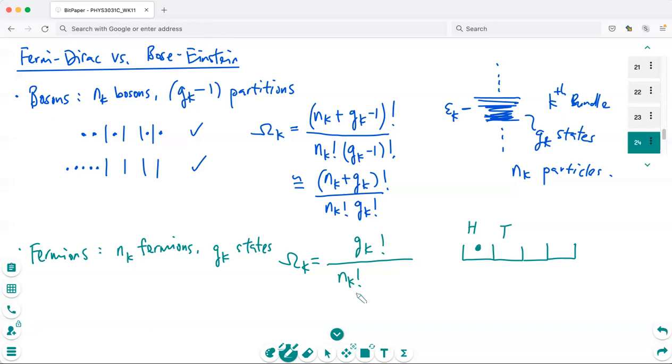I cannot tell the difference between them, so I have to divide this out. This is n_k factorial. And how many of them will be empty? I have that many boxes, and n_k of them are occupied by particles. So this difference tells me the number of empty boxes. That's it. This is my solution.